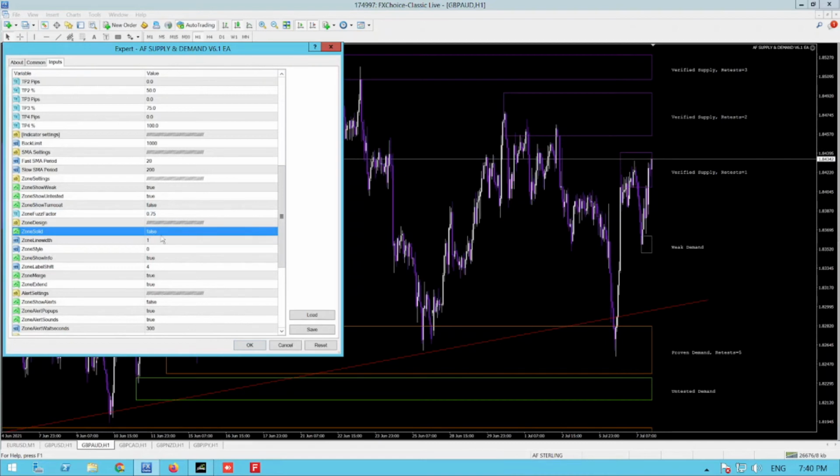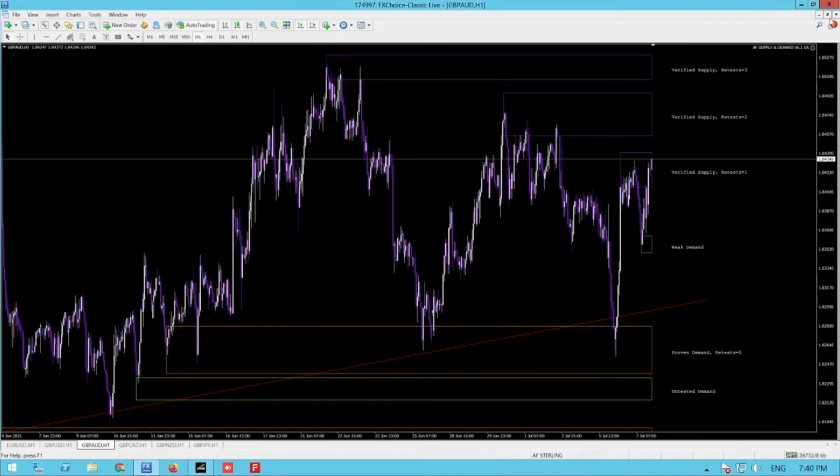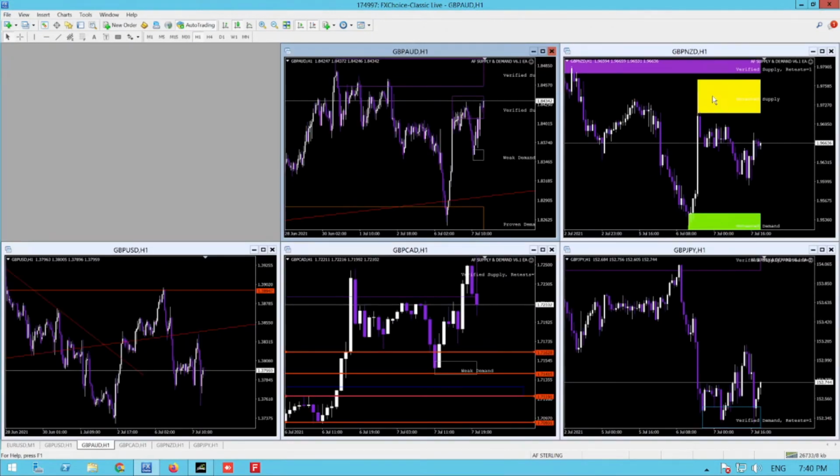You can change the zones from solid, so from see-through, so you can see the boxes are not filled here. You can change them to true, and then they will be filled. I'll show you an example of that. Just give me a second. So you can see here, these are the filled ones.